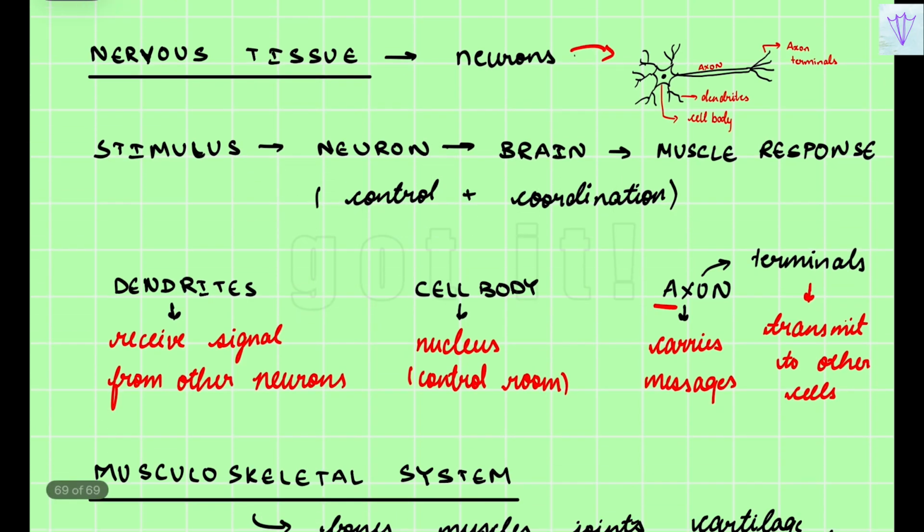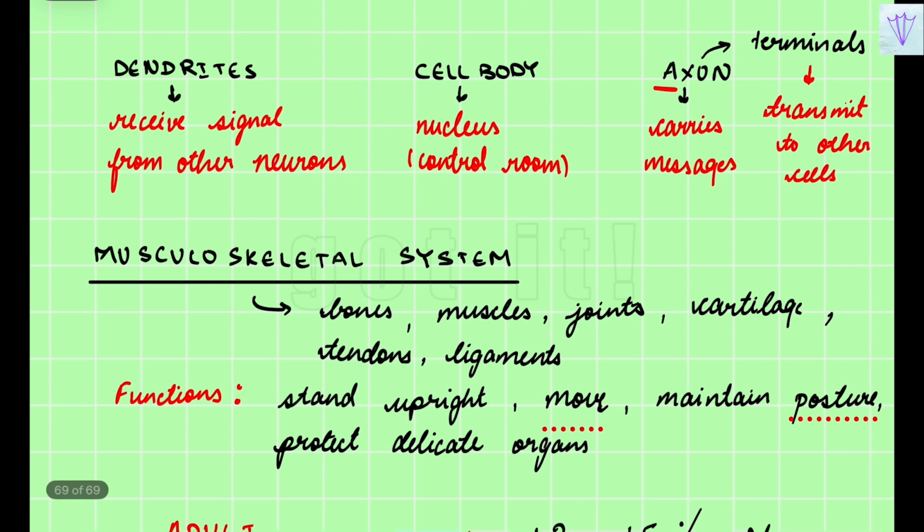Speaking about the different parts of this neuron, the dendrites receive the signal from other neurons. The cell body has the nucleus, and it acts as the CEO or the control room of the neuron. The axon will carry the messages, and the axon terminal will transmit these messages to the other cells or to the muscles. So next, moving on to the musculoskeletal system.